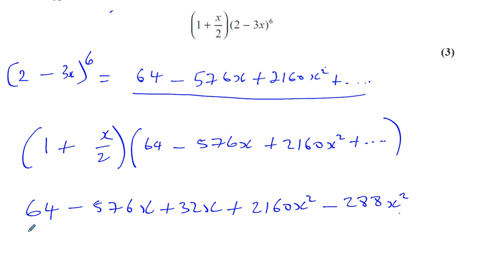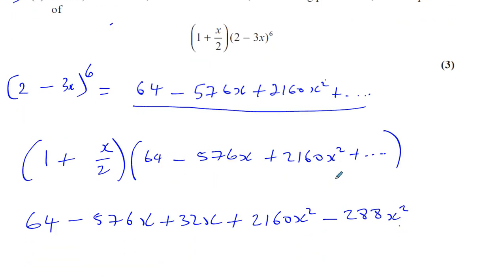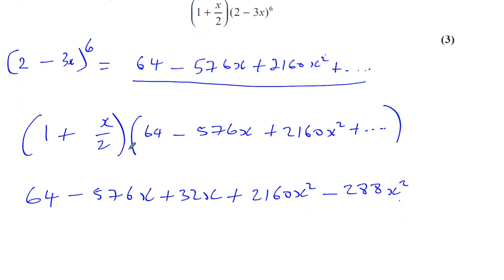Now, so you're going to have a constant term, an x term, and an x squared term. Those will be the first 3 terms. Okay, we don't need to find the cube term, so there's no need for me to continue doing x over 2 times 2160x squared. Okay, so now I can just combine these together.